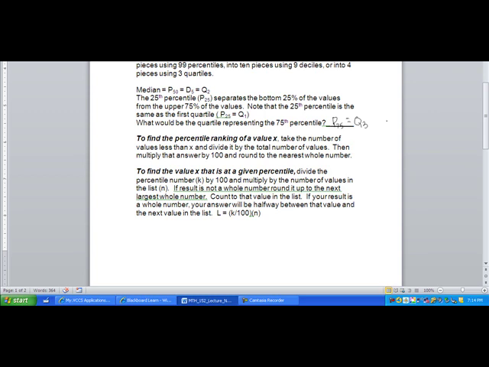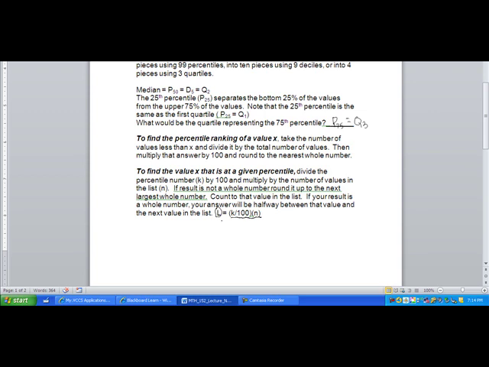To find the value that is at a given percentile, we divide the percentile number, which we call k, by 100 and multiply that by the number of values in the list. If the result is not a whole number, we round it up to the next largest whole number, and we count to that value in the list. This is actually what we call a locator formula. So you can see k divided by 100 times n.